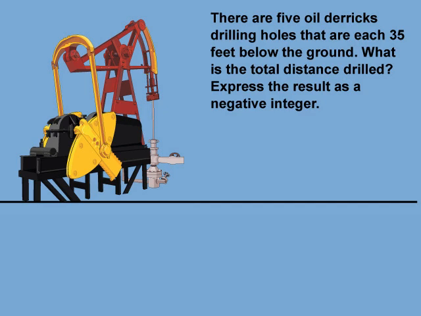There are 5 oil derricks drilling holes that are each 35 feet below the ground. What is the total distance drilled? Express the result as a negative integer. Each hole drilled can be modeled by the integer -35. 5 such holes can be modeled by this addition statement.